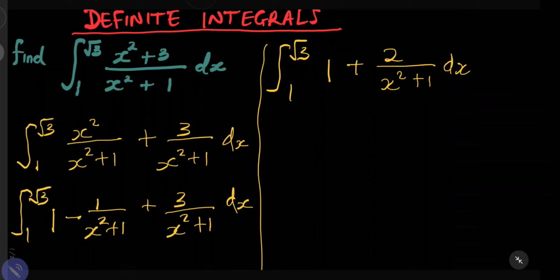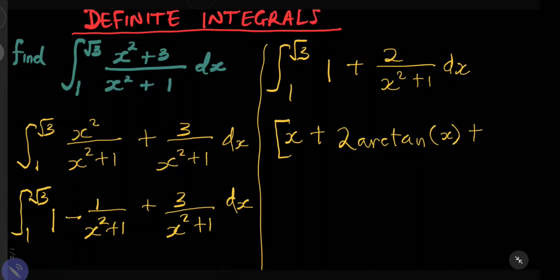So at this point, to find this integral, we have the integral of 1, which is a constant. Since we are integrating with respect to x, the integral of 1 is x, plus, like we said from the beginning, the integral of this denominator is arctan. So we have 2 arctan x from root of 3 to 1.